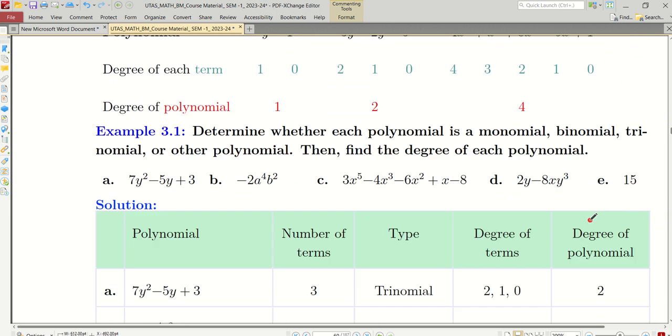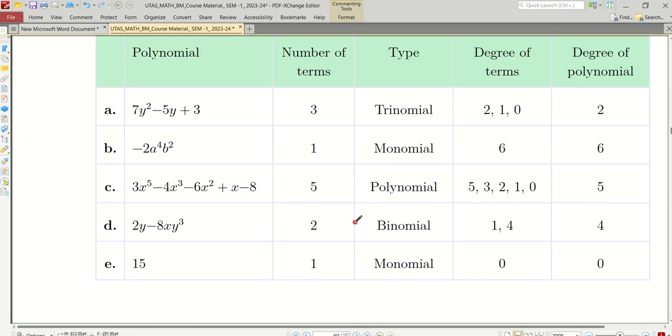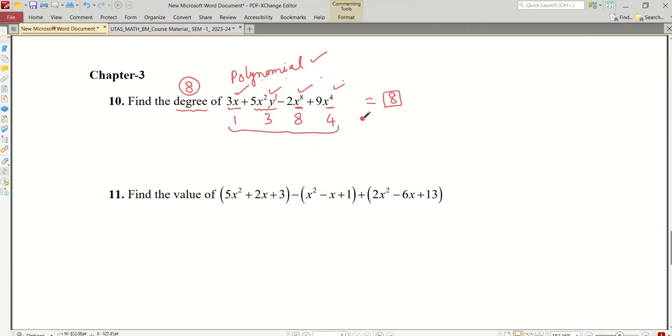Okay, and it is very, very easy. You can see here, what is the degree of this term? The degree of this term is 1. What is the degree of this term? 1 plus 3, 4. So what is the big number? Big number is 4. So the degree of this polynomial is 4. You can see 4 is coming here. So this type of question you need to practice for your midterm exam. Okay, this is one question.